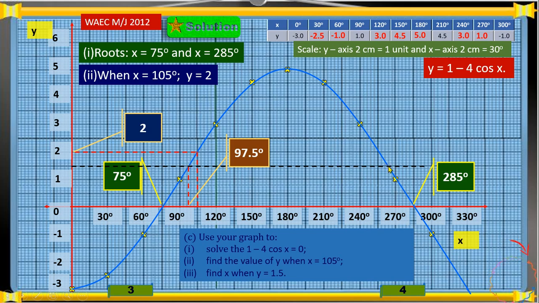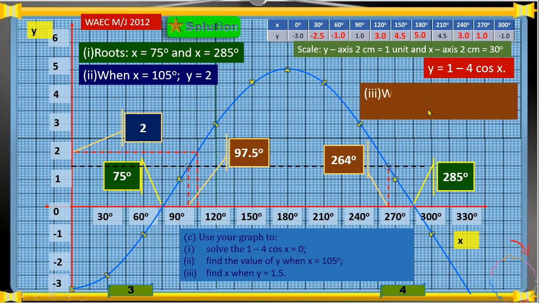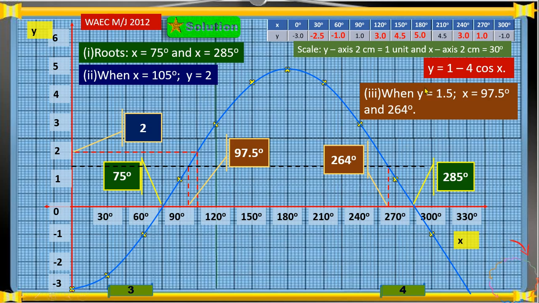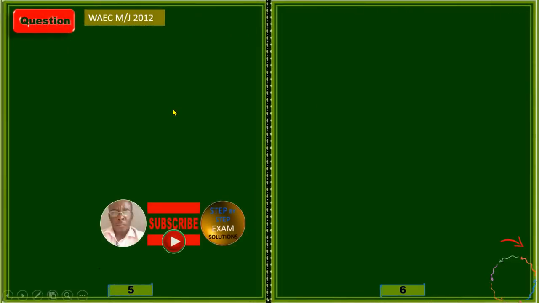Then the same thing we're going to do here. We put the value here and draw a line down and take the value of that line. So that will give us 264 degrees. We take the reading, 264 degrees. So we'll have the values. So therefore, when y is equal to 1.5, the values of x are 97.5 and 264. That brings us to the end of question number 12. We go straight to question number 13.